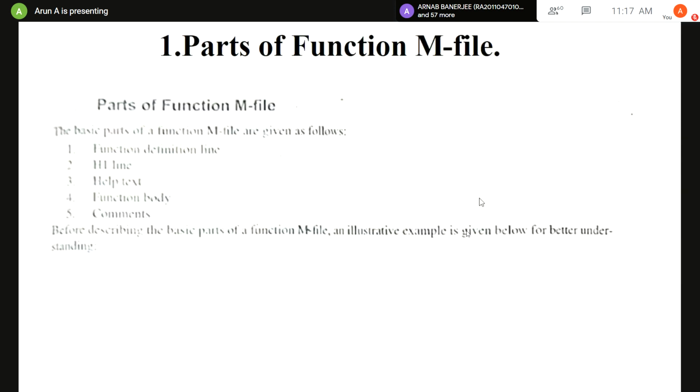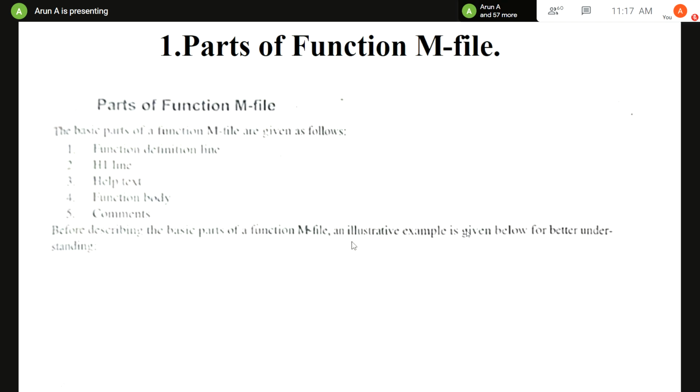Okay, so if you take the parts of function m file, there are 5 classifications. These 5 things form the programming part of a function m file. The first one is function definition line. Second one is H1 line. Third one is help text. Fourth is body, and the fifth one is comments.